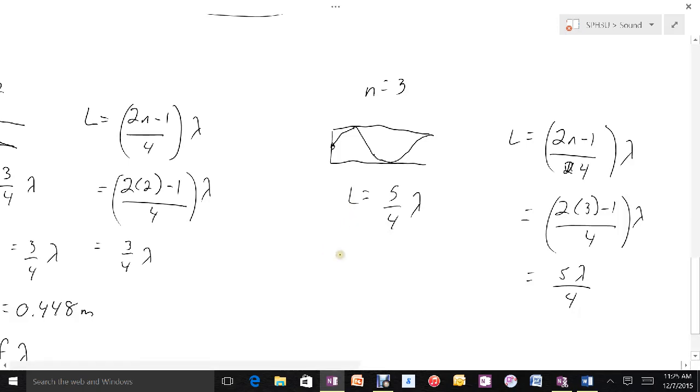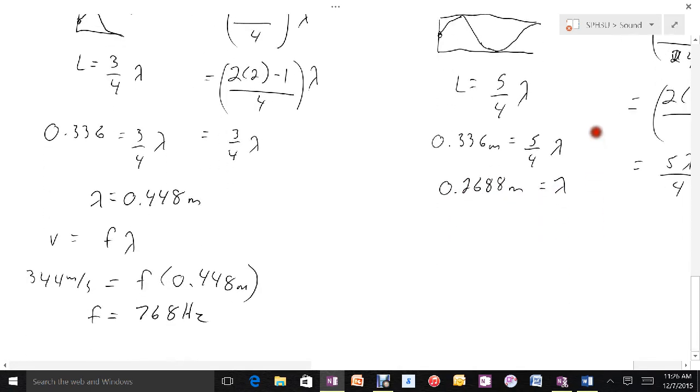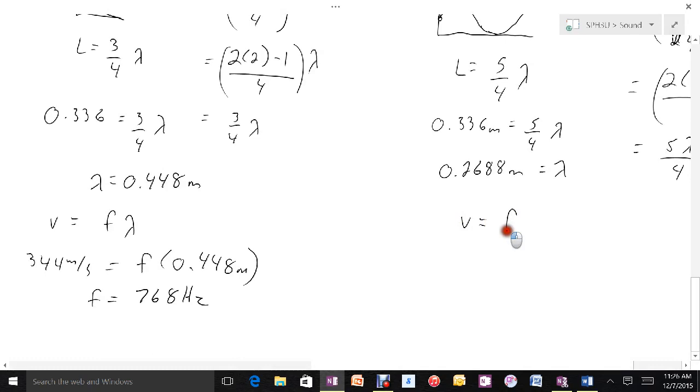And putting in the length of my trumpet again, which is fixed, 0.336, times 4 divided by 5, 0.2688. And then, using the universal wave equation, I got 1,280.